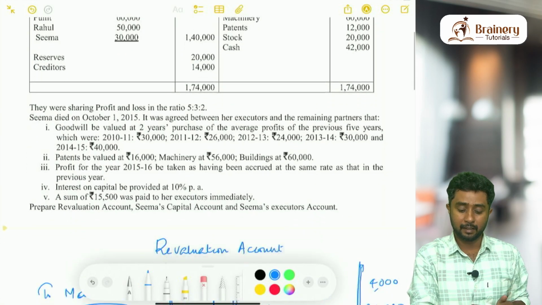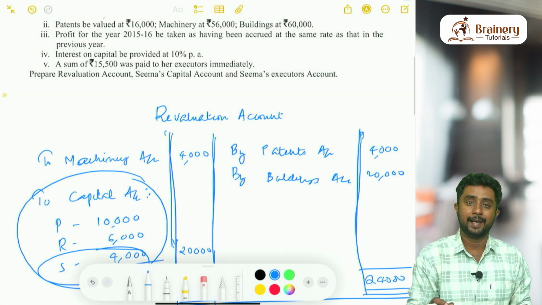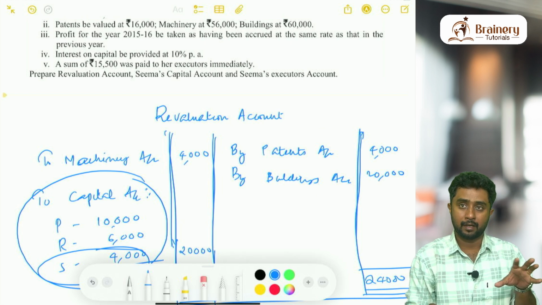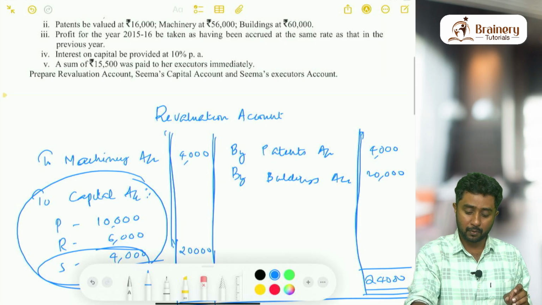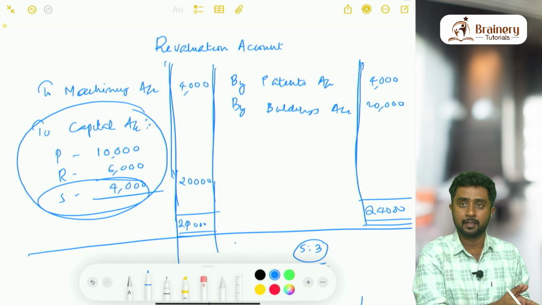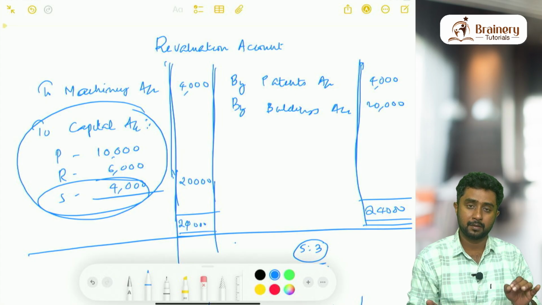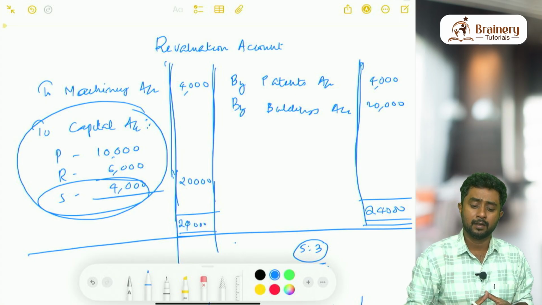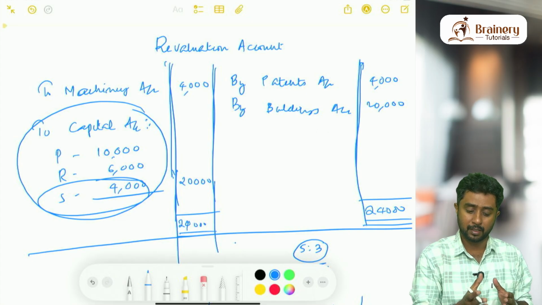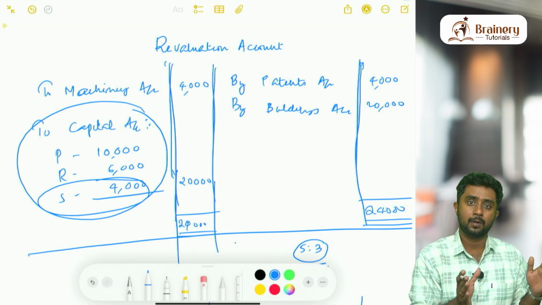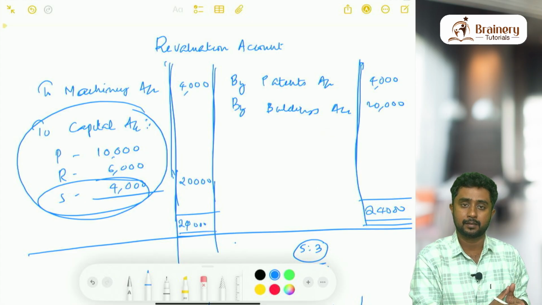We have started with the revaluation account by recording the changes in the assets. Only assets values are changed according to the question. So we have recorded that. Then after that we found the balance. We have transferred all the balance to all the three partners capital account, not only the deceased partner. That is one thing that you have to remember. If you are preparing revaluation account, even if you are passing the journal entry also, keep that in mind. You have to pass the balance of revaluation account to all the three partners, all the existing partners capital account.